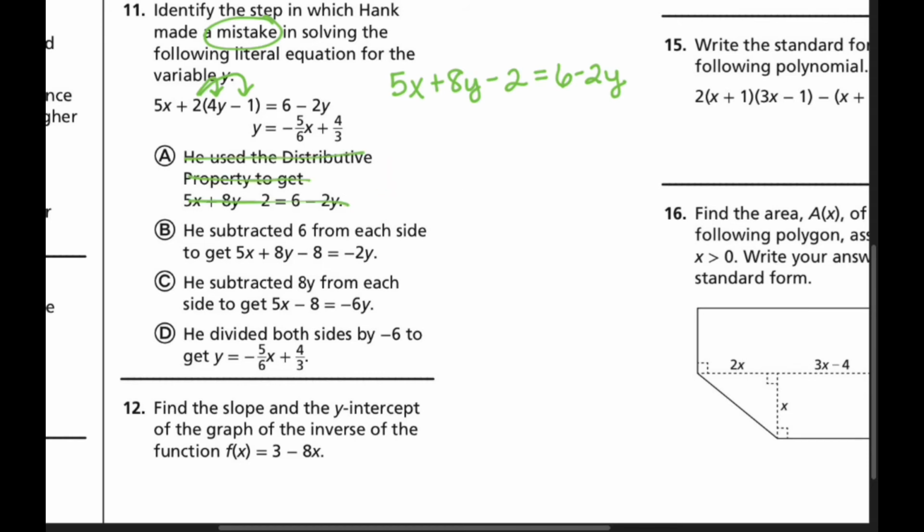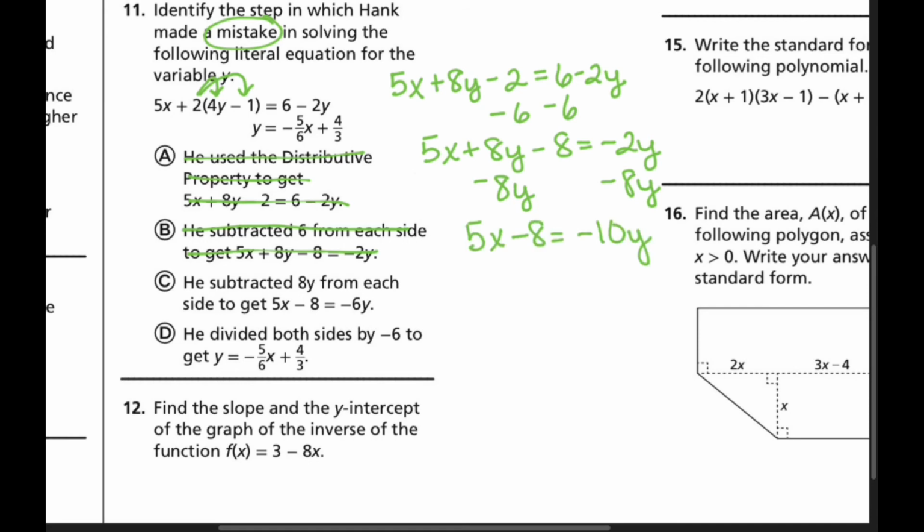And then B says subtract 6 from both sides. So if I subtract 6, would that change my problem in a bad way? No, that's fine. You could do that. So did I get 5x plus 8y minus 8 equals negative 2y? I did. So that is not the mistake either. And then C said he subtracted 8y from each side to get 5x minus 8. Well, if I subtract 8y, I can do that because the opposite of positive 8y is subtracting 8y. And I got 5x minus 8 equals negative 10y. They got negative 6y. So there's the mistake. It should not be negative 6y.